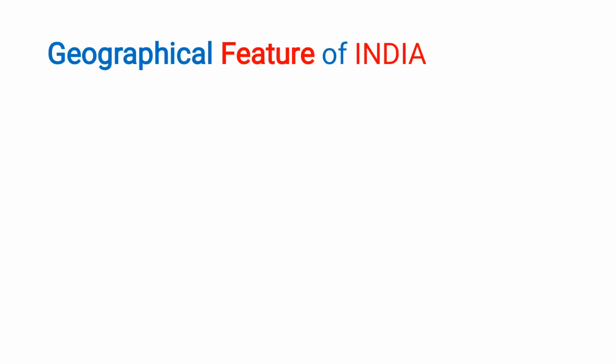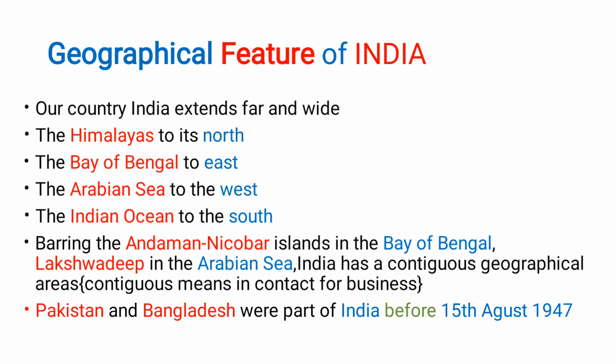Our second slide will explain in detail what we are going to study in this chapter: the geographical features of India. Our country, India, extends far and wide. The Himalaya to its north, the Bay of Bengal to the east, the Arabian Sea to the west, the Indian Ocean to the south, bearing the Andaman Nicobar Islands in the Bay of Bengal and Lakshadweep in the Arabian Sea. India has a contiguous geographical area. Pakistan and Bangladesh were part of India before 15th August.